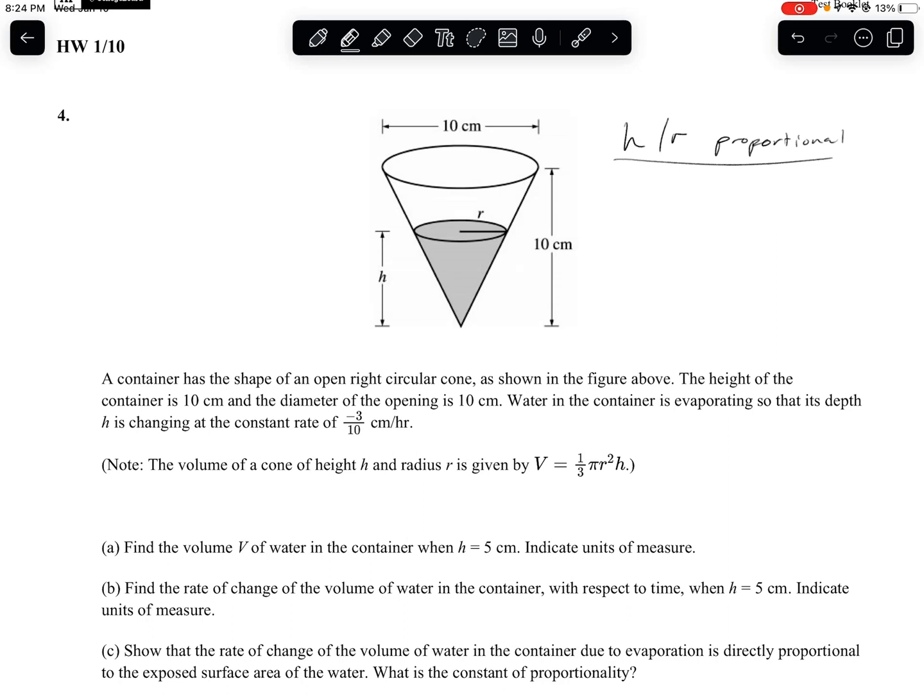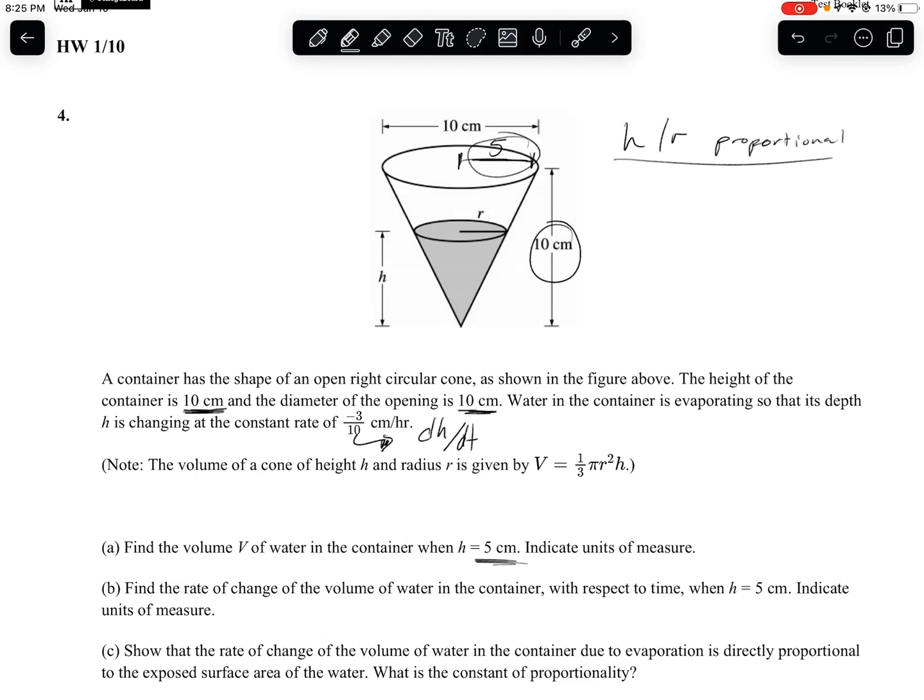Also, for reading, the water in the container is evaporating, so the depth H is changing at a constant rate of negative 0.3 centimeters per hour. So that's our dH dt, how our height is changing with respect to time. The height is 10, and the diameter of the opening is 10. So meaning, let's not fool ourselves here, that means our radius of the whole container is 5.